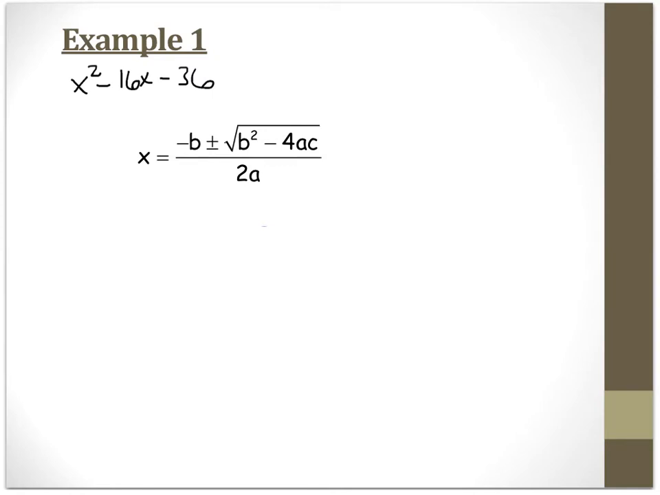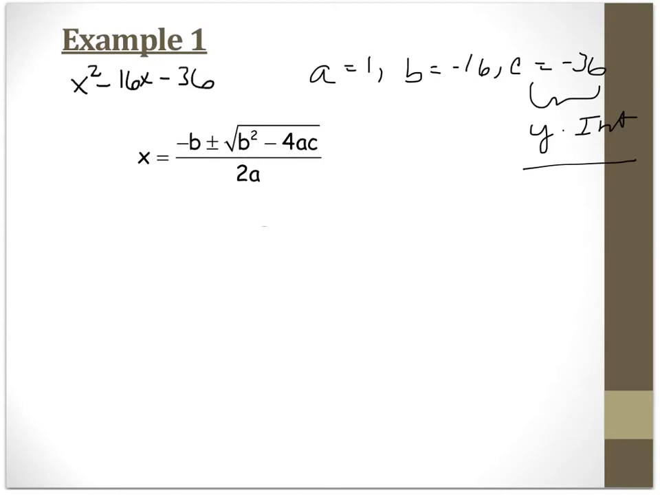So real quick, first thing that we're going to do, and you don't have to do this for your work, but I'm just going to do it for the video. We know that a is equal to 1 because the coefficient in front of x squared is 1. We know that b is equal to negative 16, and we know c is equal to negative 36. Real quick, just a bit of review. This guy is our y-intercept, just saying, so get a little bit of review in this video.